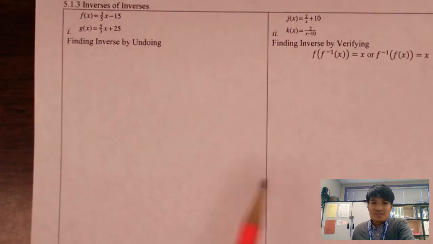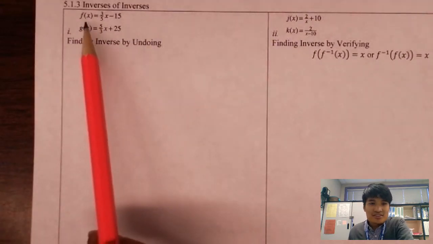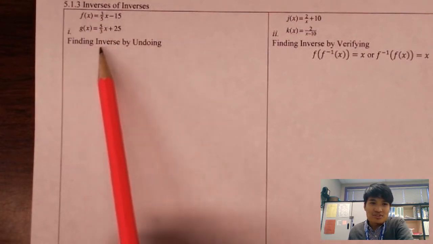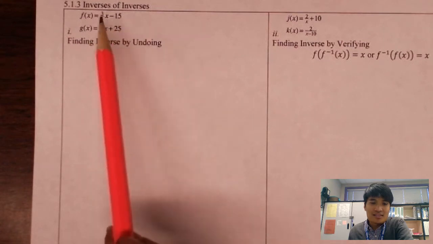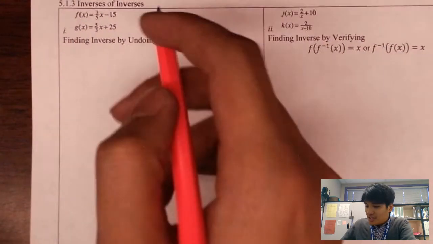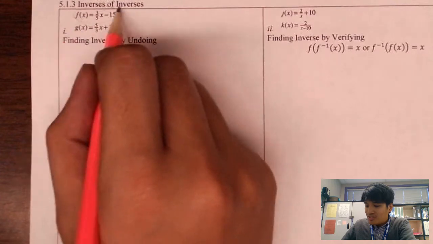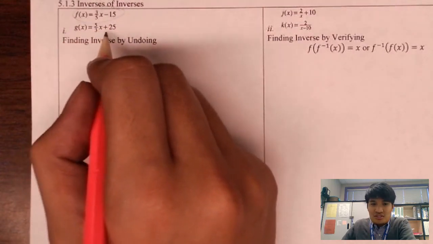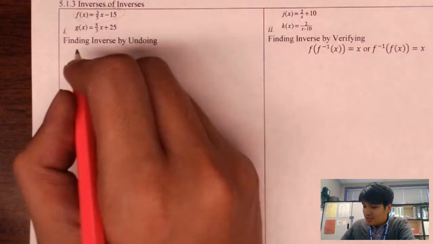One of the first things we want to do is essentially check to see if these two functions match. To do so, I'm going to find the inverse by undoing of one of these equations here. I'm going to do that for f of x, and I want to see if f inverse of x will match this function g of x. So let's go ahead and get started.